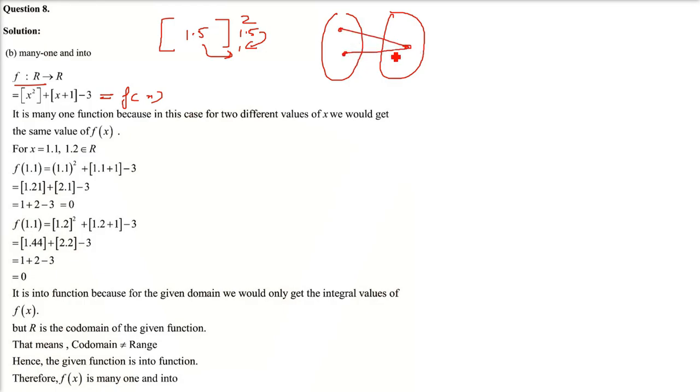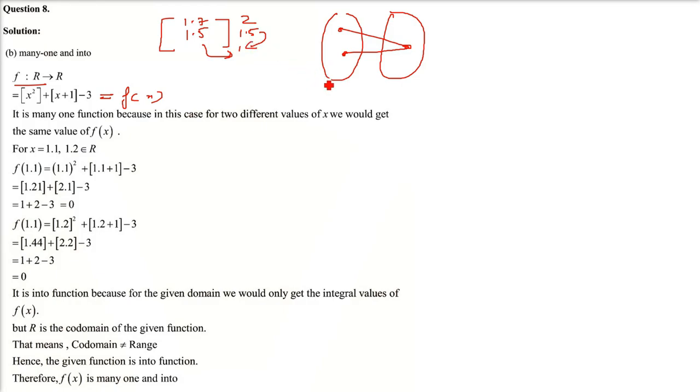Different x values will map to a single y value. Multiple x value points to a single y value. So for two different values of x, we get the same value. Same thing I'm saying. Let me prove it with an example. I will take 1.1, 1.2, 1.5, 1.7. Any value you take, you will always get 1.